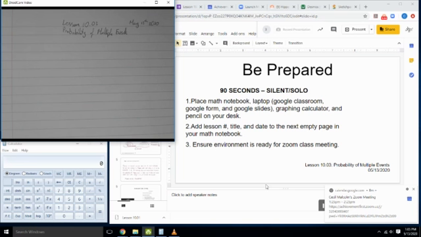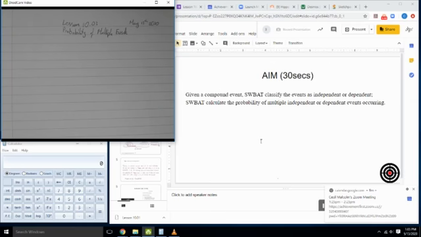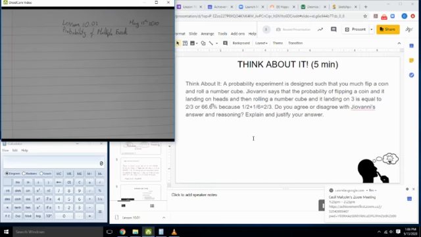All righty, so thank you for getting prepared. Today, our aim says, given a compound event, student will classify the events as independent or dependent. Student will be able to calculate the probability of multiple independent or dependent events occurring.